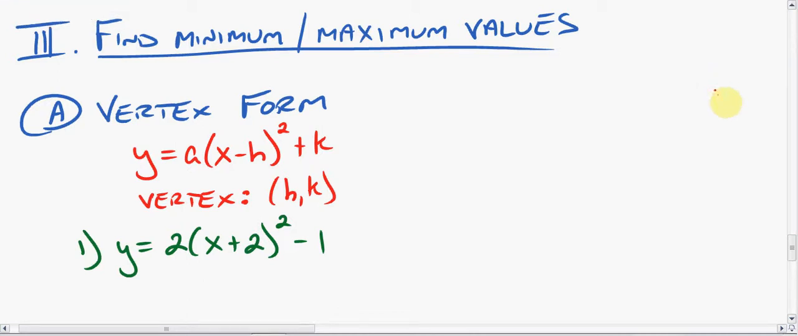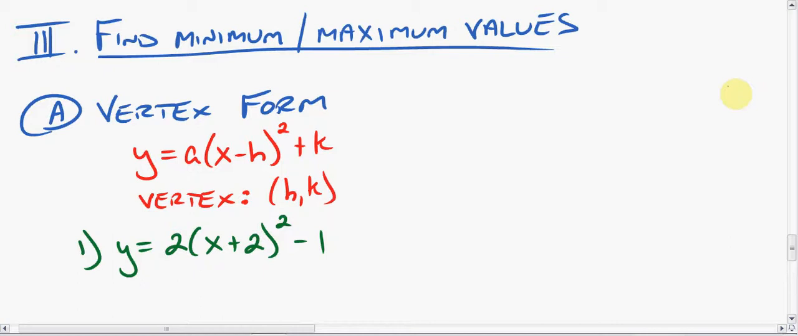This is section 4.2, part 4, where we are going to find maximum and minimum values. Sometimes you're not asked to graph. You're simply asked to find a maximum or minimum and to find what that value actually is. So it's really important for you to be able to identify whether the parabola opens up or opens down. And we already talked about this.